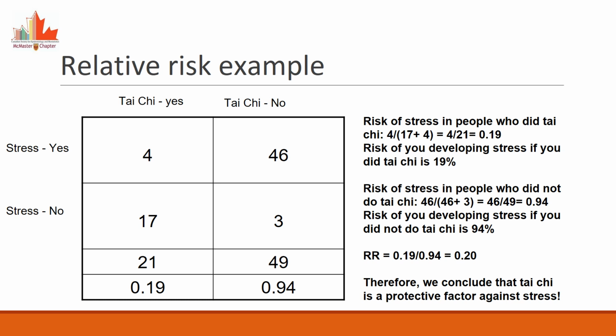You might ask, how would you interpret this value? Well, the answer to that question would be if you do Tai Chi, your risk of having a stress attack is 0.2 times that of someone who did not do Tai Chi. Also, relative risk is less than 1, which tells us that Tai Chi is a protective factor against a stress attack.